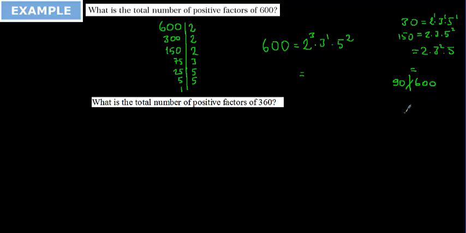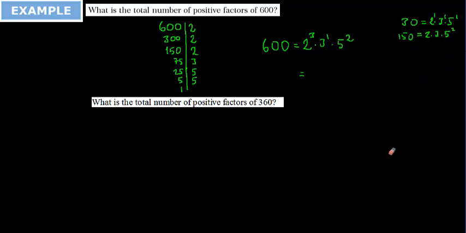when we simplify, 600 divided by 90 is going to be 20 over 3. So 20 is not divisible by 3. So in this question, we cannot use 3 squared.